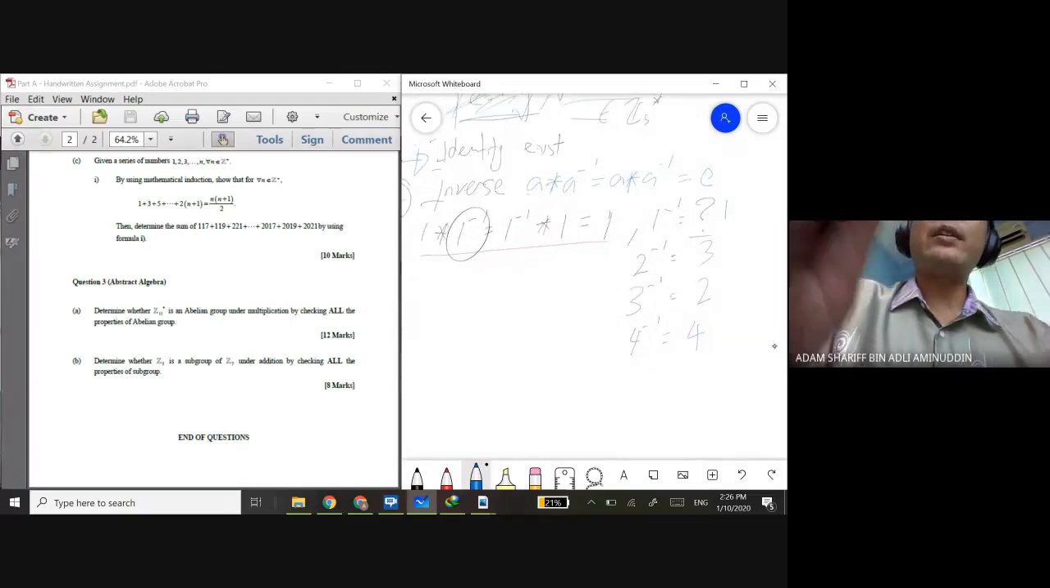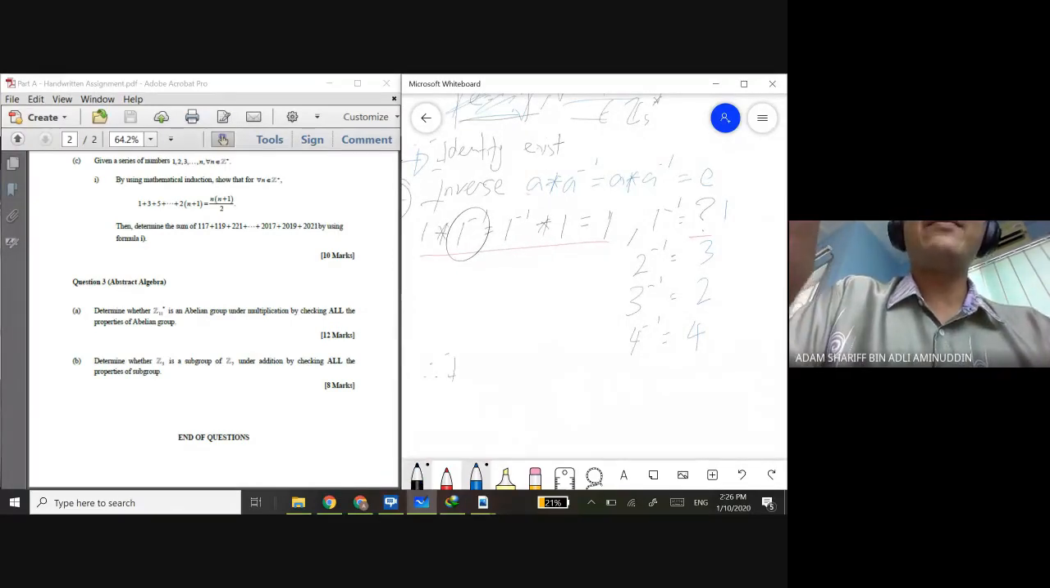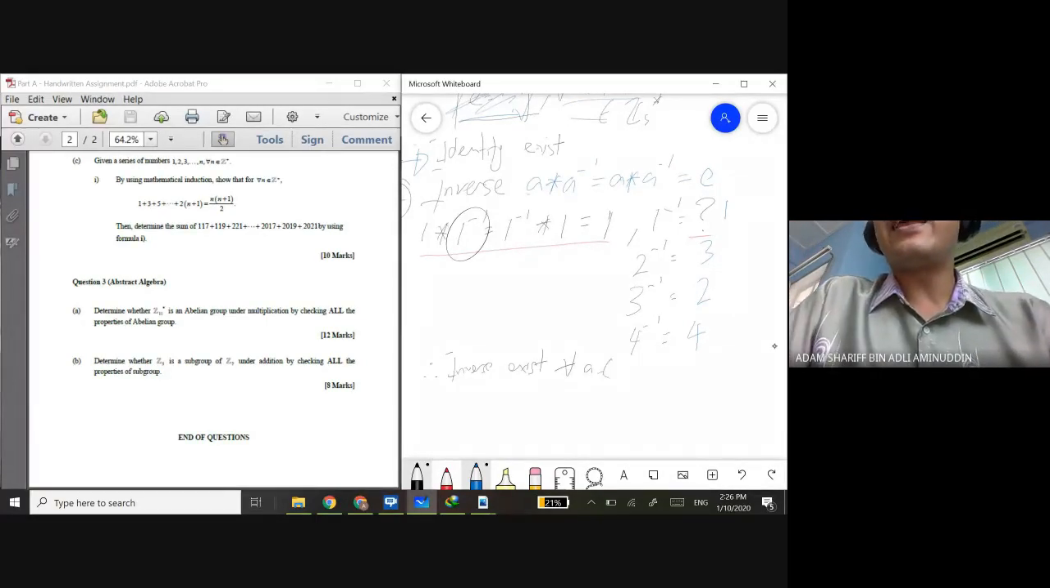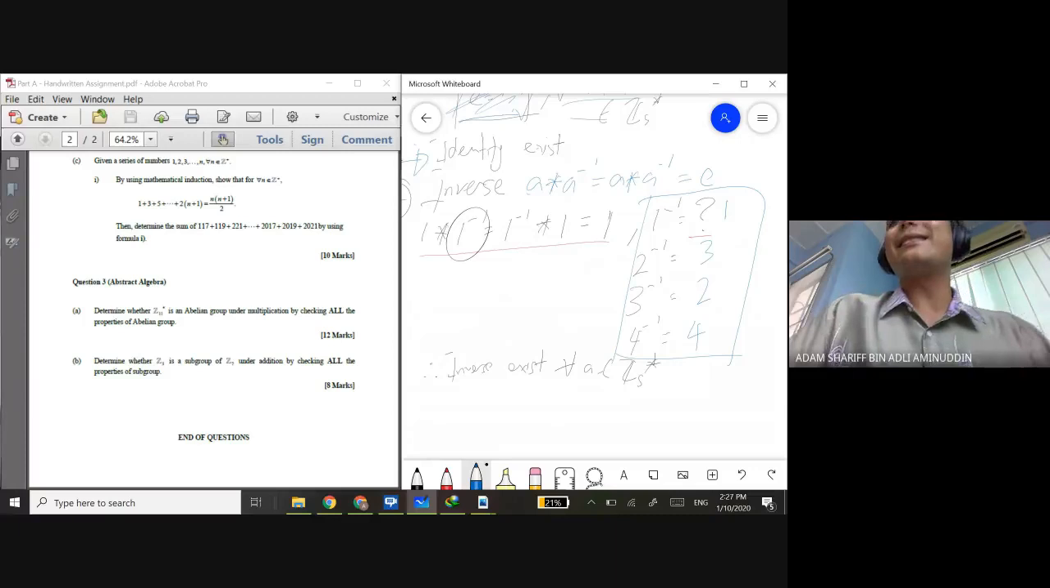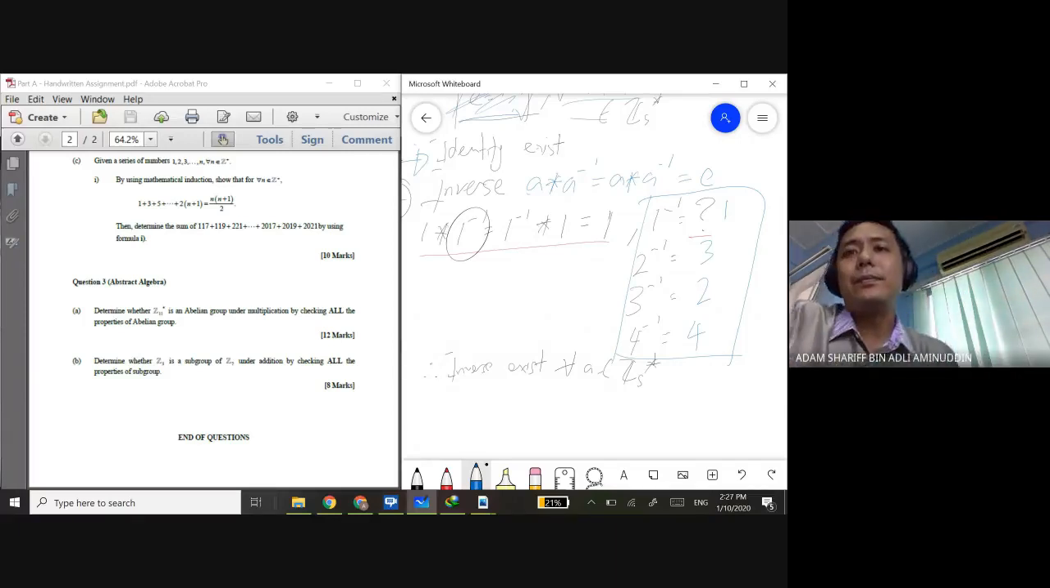As my conclusion, I just say like this: inverse exists for all elements in Z5 star. But really the answer that I seek is this. The last sentence, if you don't write it, that's fine.